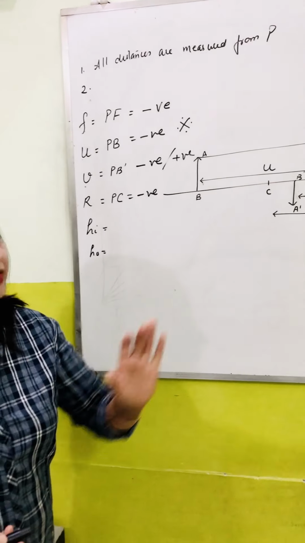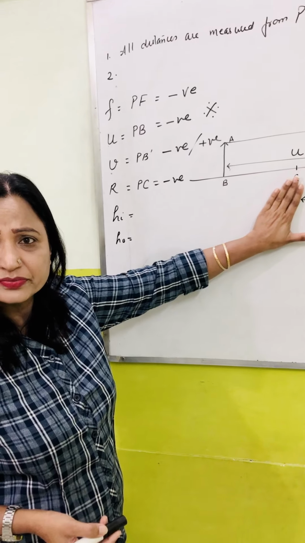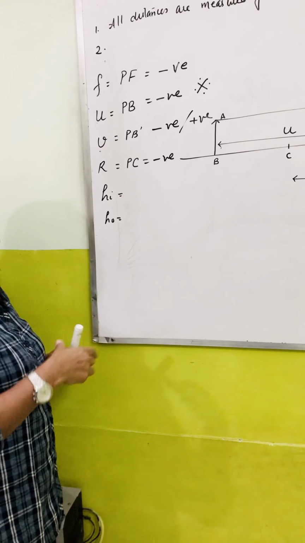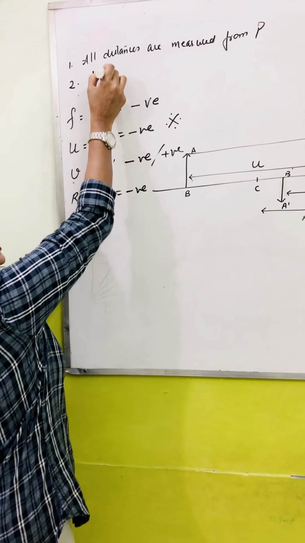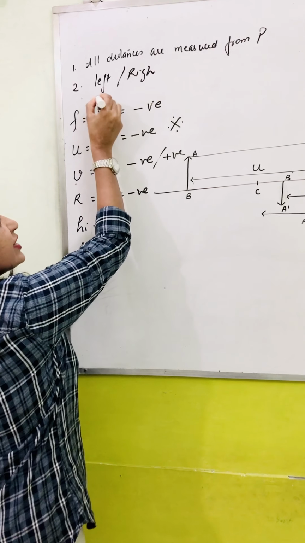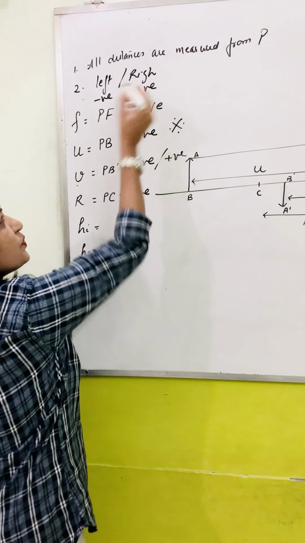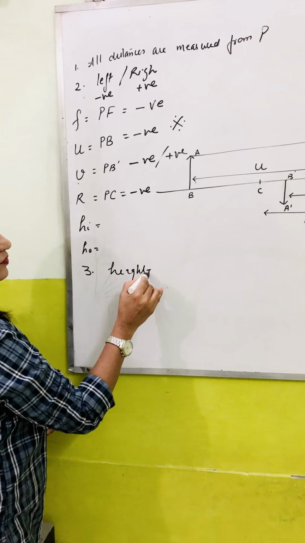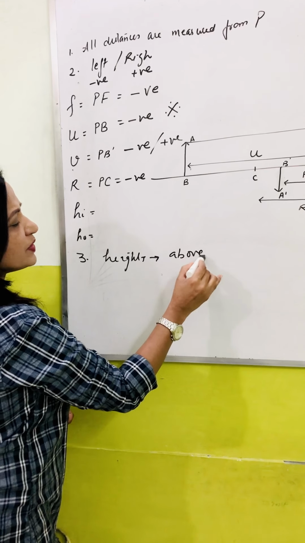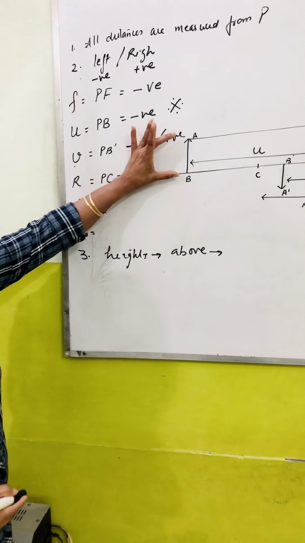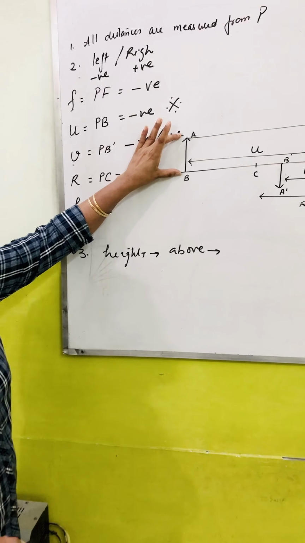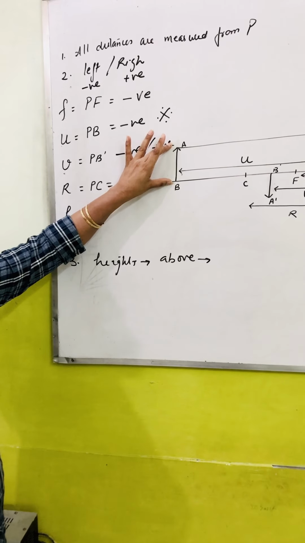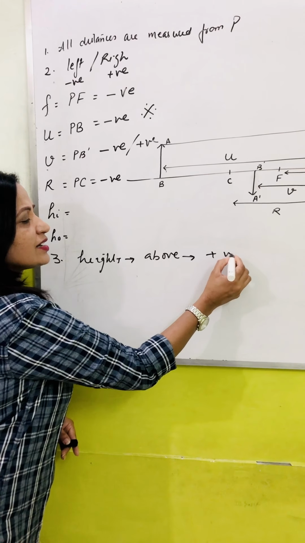You have to be very careful while using the Cartesian sign conventions. The third rule for Cartesian sign convention is about the heights. Clear? The second rule was about the left side of the mirror or the right side. Left side to be taken as negative, right side to be taken as positive. The third rule talks about the heights. Now, heights above the principal axis. Above means like the object is above the principal axis. So if the height of the object is 4 centimeters, I will take it as plus 4 centimeters. So all the heights above the principal axis are taken positive.